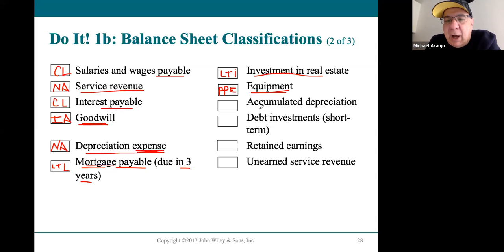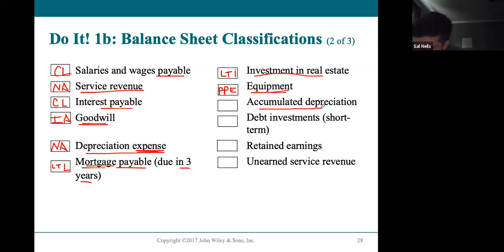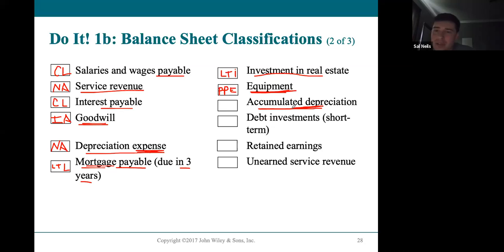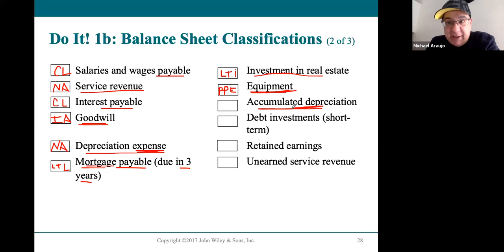Okay. Next, accumulated depreciation. Sal, you want to tackle that? What do you think? Where do you see accumulated depreciation on balance sheets? Often right after the equipment account, right? Is it like a long-term thing? Is it a depreciation? Definitely a long-term thing for sure.